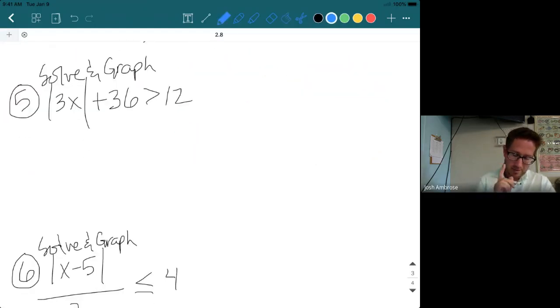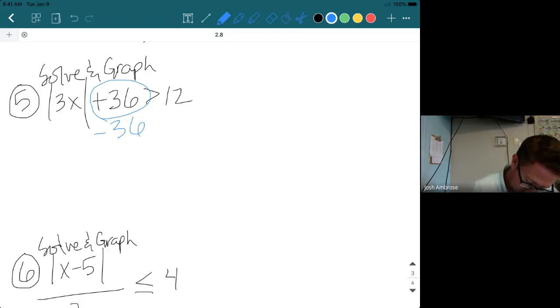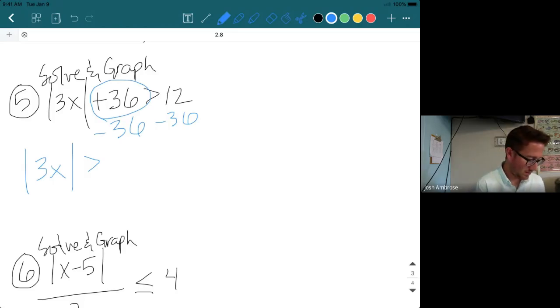Okay, now there's one step here that we haven't shown yet. You have to get rid of this first before you can do anything in this problem. So we have to get rid of that 36 by subtracting 36 on both sides. All right. So let's subtract 36 on both sides. So the 3x will still be there. The inequality will still be there. And we get a negative 24.